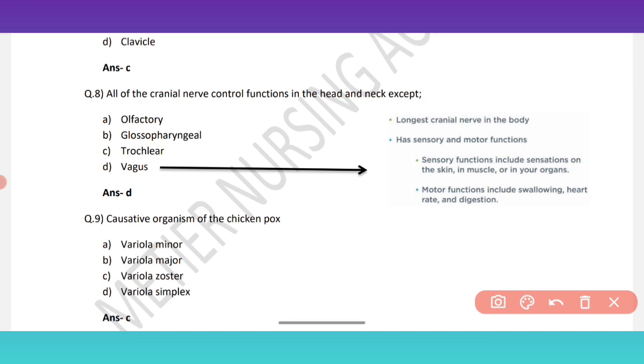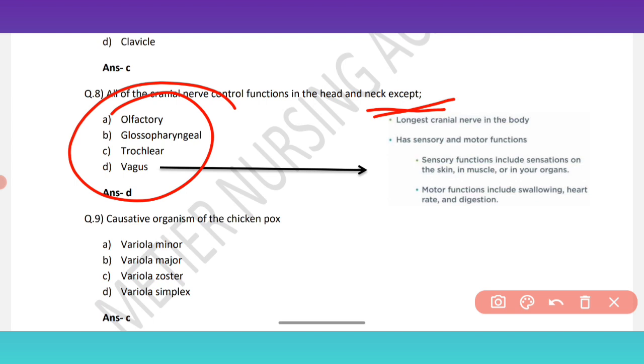Right? Among these 12 pairs, some are responsible for motor function, some are responsible for sensory function, and some are responsible for both motor as well as sensory functions. And in this question, they specifically asked about the cranial nerves which supply only the head and neck. Okay, this is the except question, right? So here they are asking which among these 4 options, which nerve is not at all supplying the head and neck. This is the exact way to understand the question. Which nerve among the 4 is not supplying the head and neck?